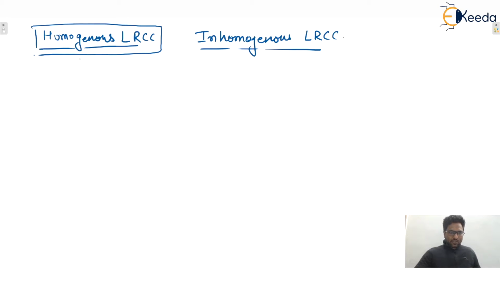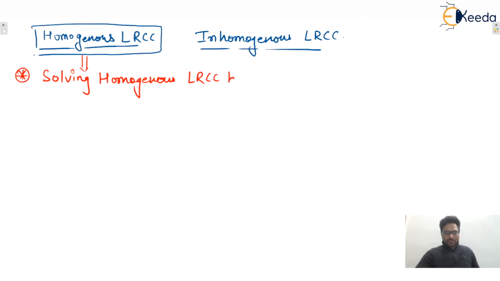So you know what is homogeneous LRCC? I already told you in the last lecture what is homogeneous LRCC. That means it must be a recurrence relation which is of determinate order, as well as it must be linear, and in linear it must be LRCC, and in LRCC it must be homogeneous. So write down the procedure for solving homogeneous LRCC, and the method is characteristic root method.